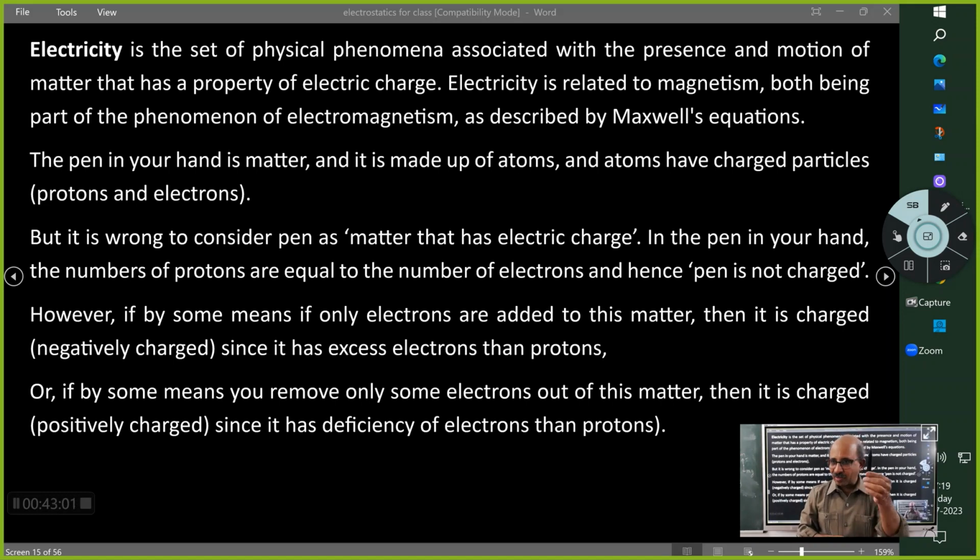Now, in this pen also, electrons are moving. Yes, sir. In that magnet also, electrons are moving. Why is that a magnet? Why is this not a magnet? These electrons are not moving.